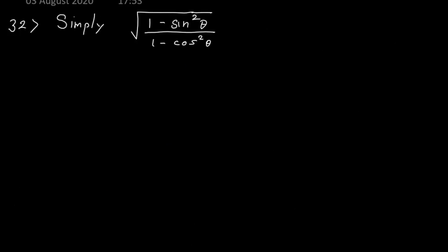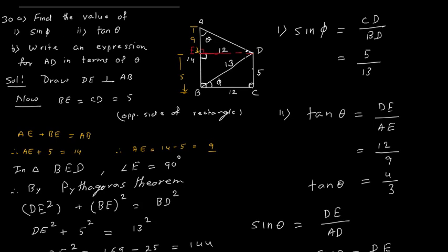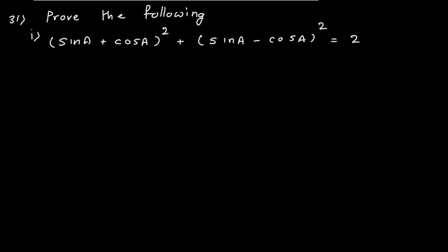Now the next question, question number 31. Prove the following identities. First question is (sin A plus cos A) the whole square plus (sin A minus cos A) the whole square is equal to 2. As this is a proving problem, let us do these problems in our next class. Here we are finding the problems a little difficult, so you need to practice these problems a few more times.